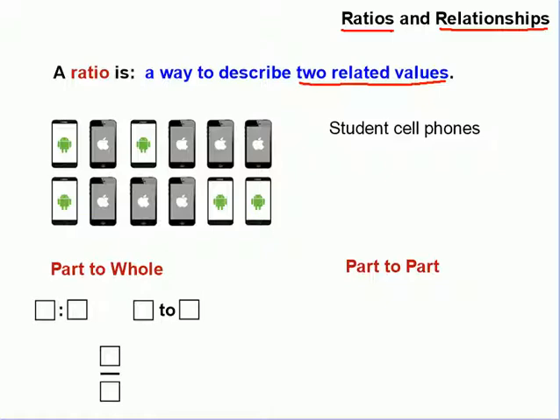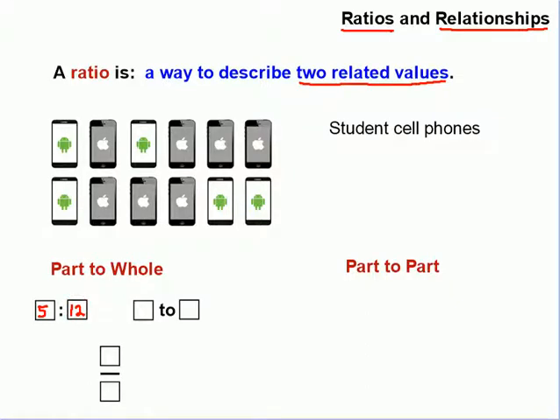For example, let's say we did a survey of our classroom and we counted how many people had Android phones versus how many people had Apple phones. In this case, we find that 5 students have Android phones and 7 students have Apple phones. Now, let's say we wanted to compare the number of people who have Android phones with everyone in the whole classroom. So we could say that 5 students out of 12 students have Android phones.